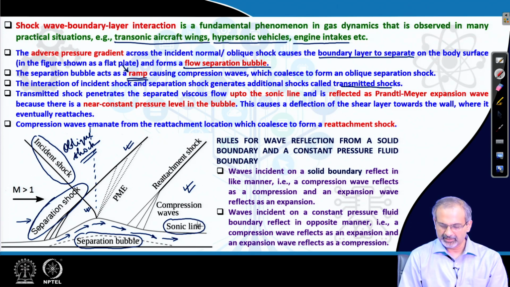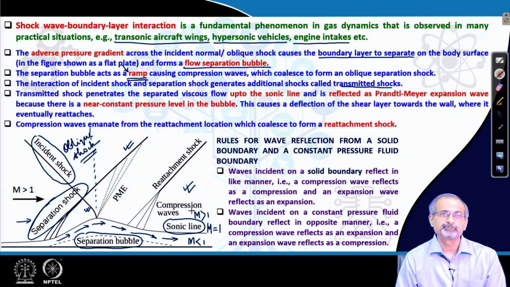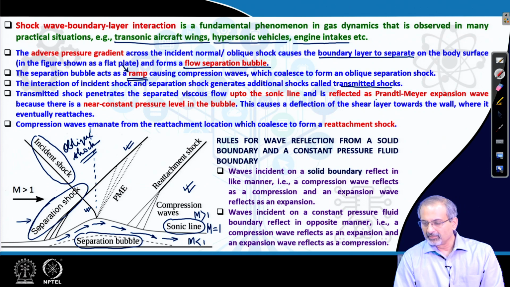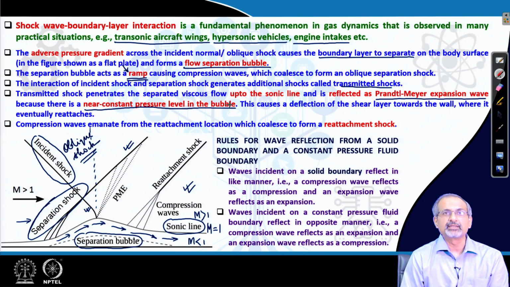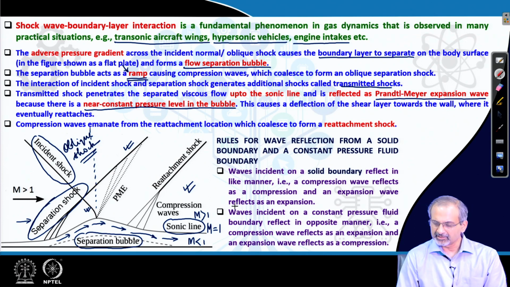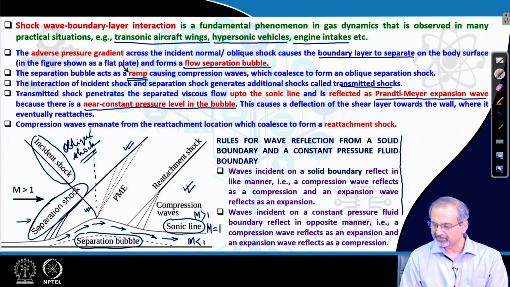and the sonic line gives you the Mach 1 value. Below the sonic line, the flow further decelerates, it is subsonic. Above it, it is supersonic. So, the shock cannot exist in the subsonic range, it can go only up to the sonic line, and then it reflects back as a Prandtl-Meyer expansion wave, because there is a nearly constant pressure level in the bubble. And there are certain rules of reflection of waves which we will see soon at the bottom.